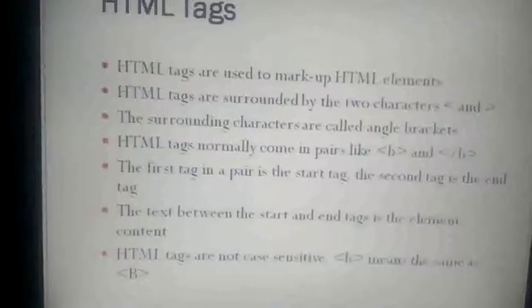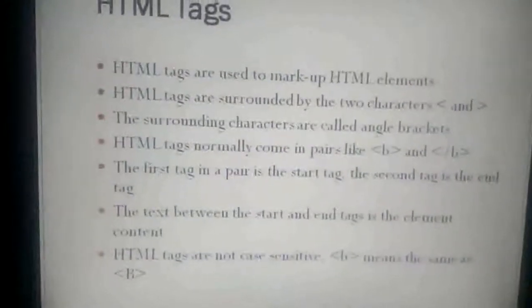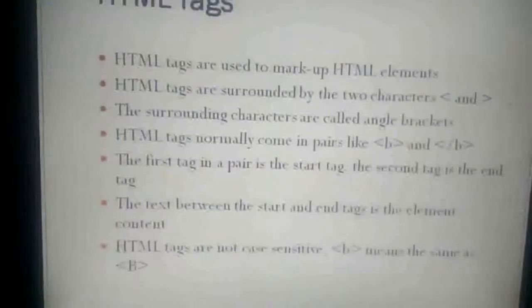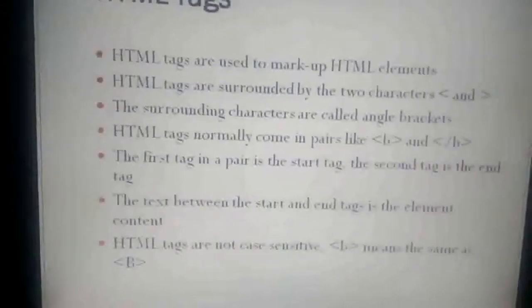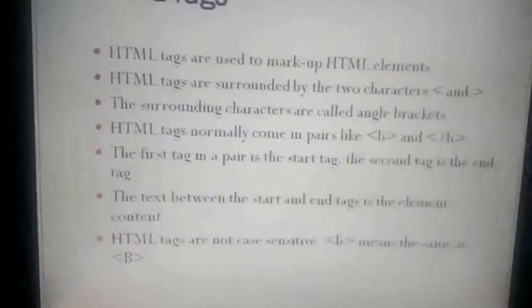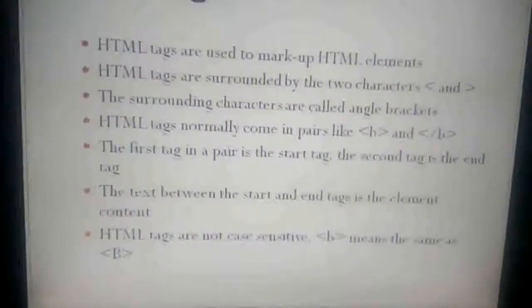Okay. HTML tags are surrounded by two characters: one is the less than sign and the other is the greater than sign. The tag is written in between these signs. The surrounding characters are called angle brackets.